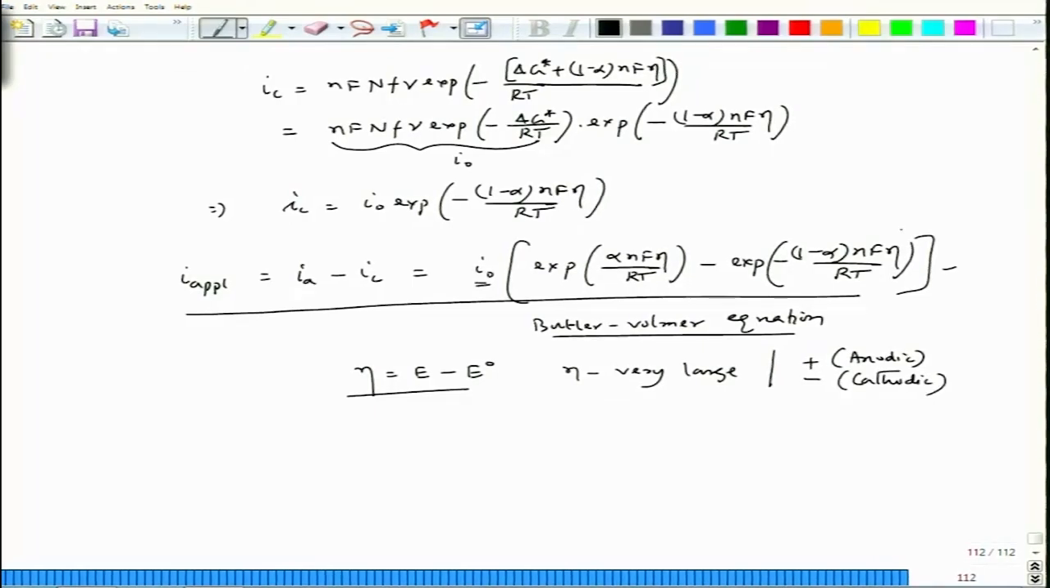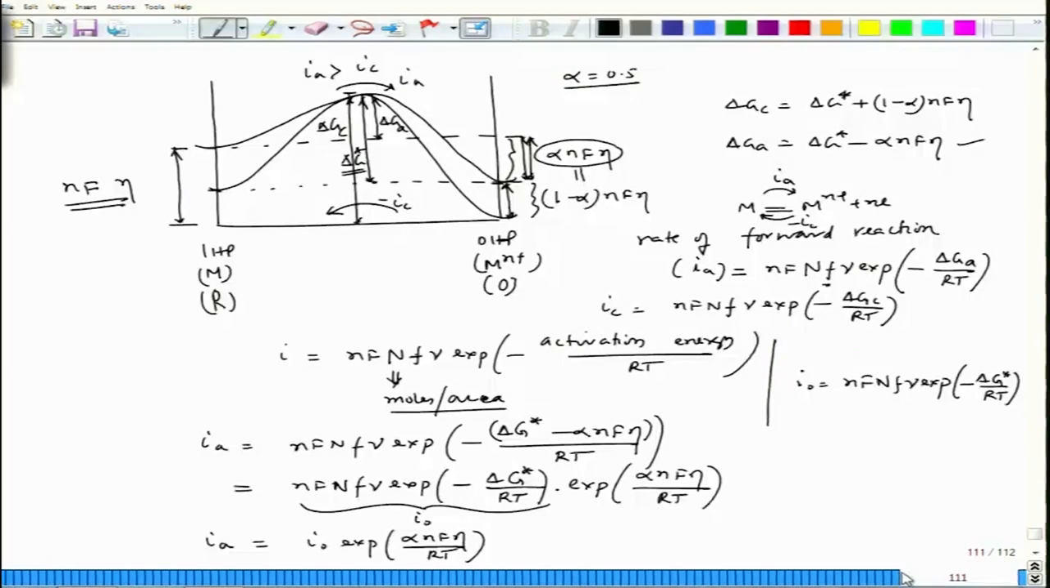Interestingly, you see that here there is a negative sign, and there is a negative sign here. That means the potential actually goes down from the reversible non-corroding potential. And in the anodic case, where we have a positive sign in front of it, that indicates the potential goes up from the reversible potential.